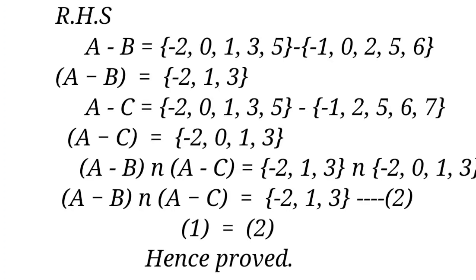Then right hand side, A minus B intersection A minus C. First step, A minus B is equal to {-2, 0, 1, 3, 5} minus {-1, 0, 2, 5, 6}. A minus B means only in A, not in B. Therefore A minus B is equal to {-2, 1, 3}.